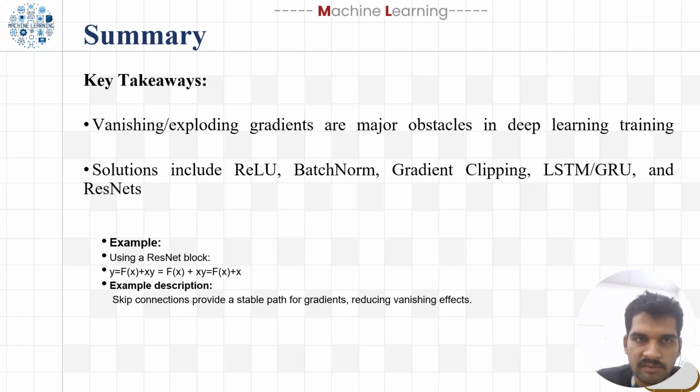Now let's summarize everything quickly. We understand why this concept matters. Then we understand what it does and how it works. Now we understand the key takeaways. That is, vanishing and exploding gradients are major obstacles in deep learning training.